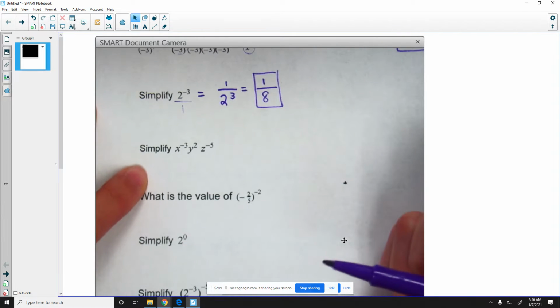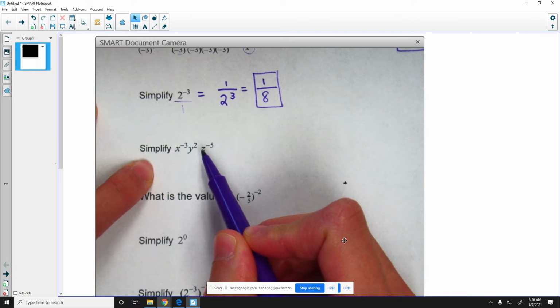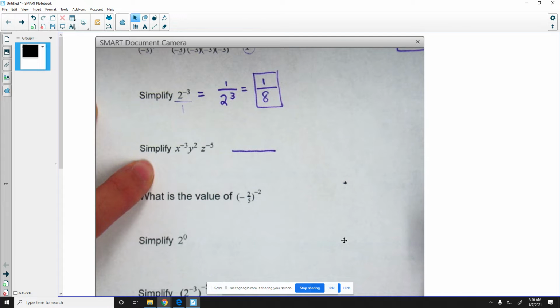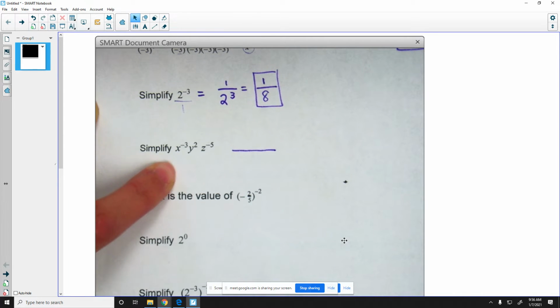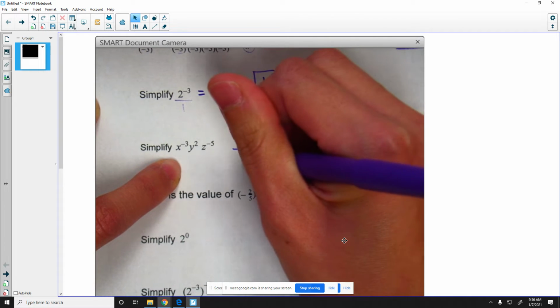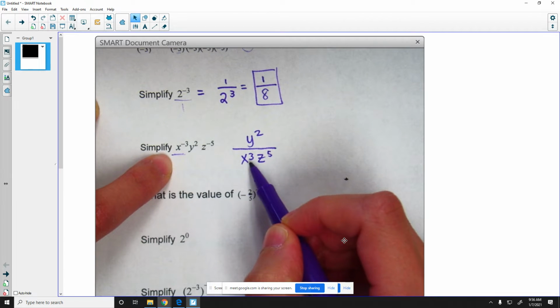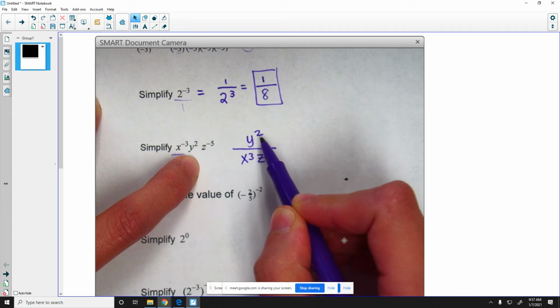Okay. Next one. Simplify. So remember, negative exponents flip, positive exponents stay where they are. So start moving things around. Does anyone think they remember this one? Cameron? y squared over x to the third and then z to the fifth. Perfect. Okay. Negative exponent, the x has to be flipped, so it goes to the bottom. Positive exponent y, so it stays where it is.